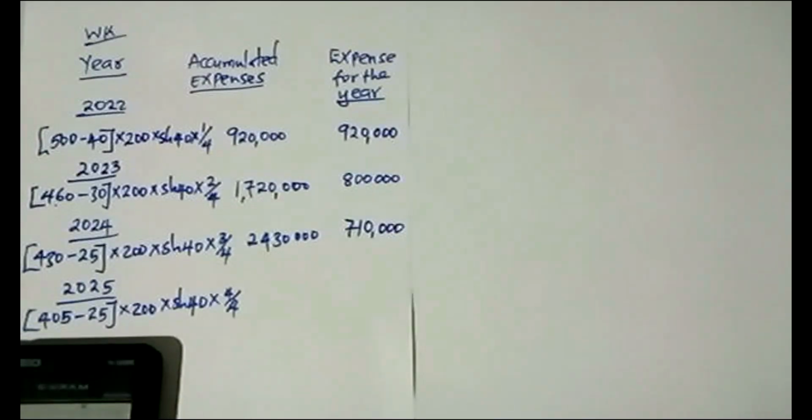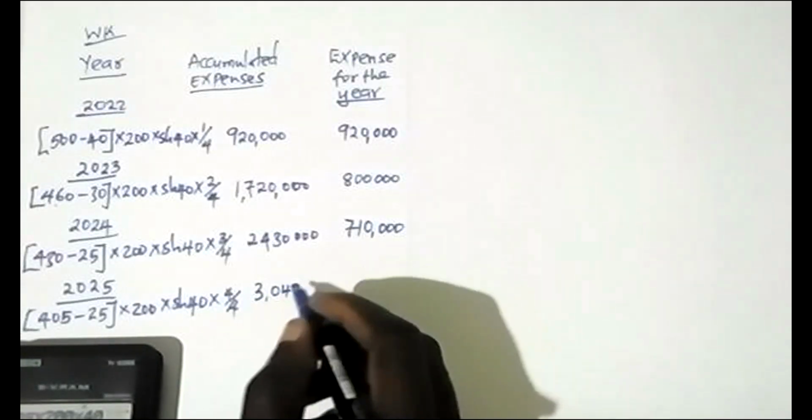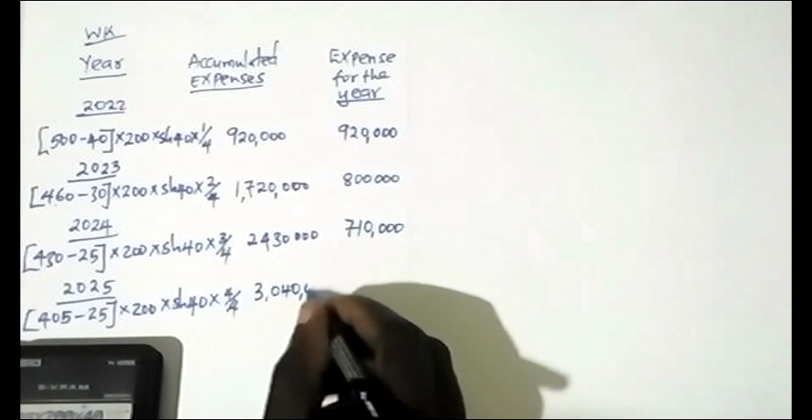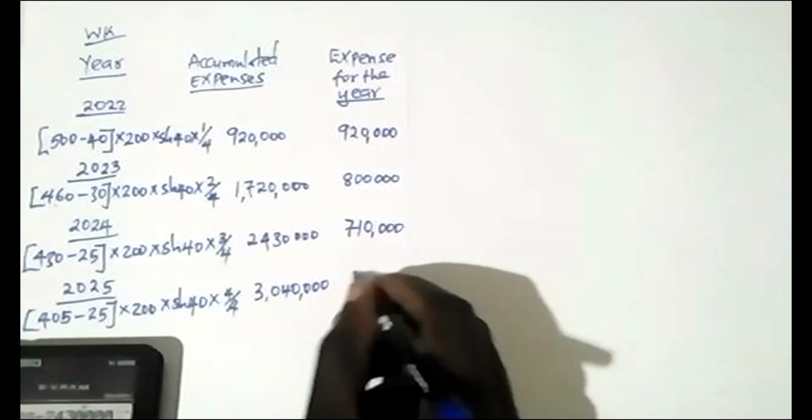Then the last one is all about 405 minus 25 times 200 times 40. So you are getting 3,040,000. Then you minus 2,430,000 for you to get the expense for the year. 610. So this is 610.